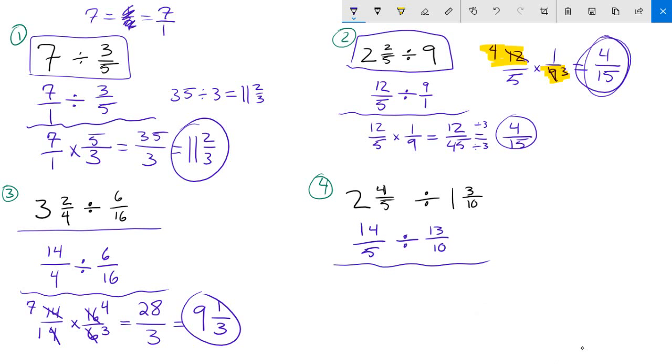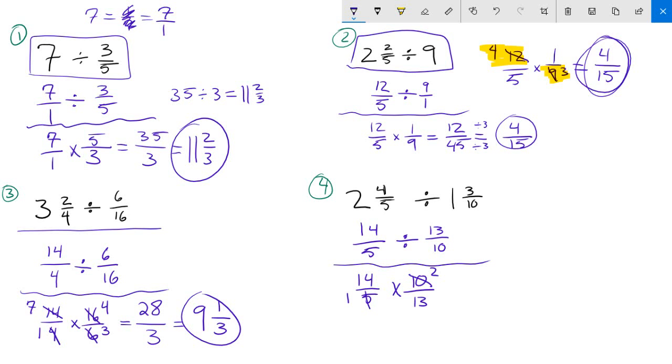So I'm going to keep that first number. So I'm going to just say 14/5. Right? I'm keeping it, and nothing is being changed. I'm going to change the sign to multiplication. I'm going to flip 13/10 into its reciprocal, 10/13. Once again, I'm going to cross simplify here. 5 and 10 have a common factor of 5. So 5 goes into 5 one time. 5 goes into 10 two times.